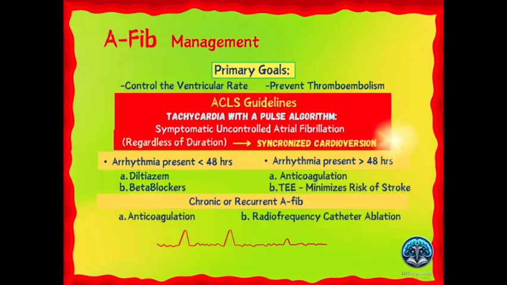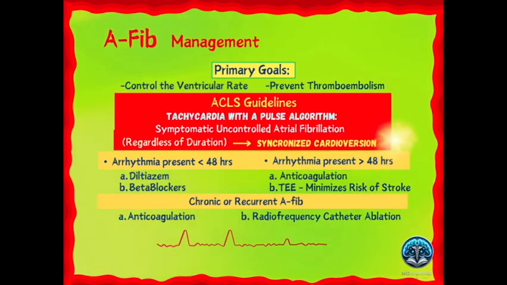AFib management. The primary goals in managing atrial fibrillation are controlling the ventricular rate, preventing thromboembolism through anticoagulation, and restoring sinus rhythm when appropriate. Rate control is often the first step. It can be achieved with synchronized cardioversion or the use of medications such as diltiazem or beta blockers.